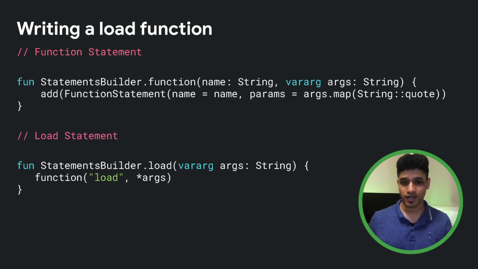Extension functions are a Kotlin language feature that allows us to add functions and properties to existing types. So this way, using the statements builder, we can extend the DSL to cover more cases. So in the body, we simply add a function statement, and the function statement here would take care of writing a typical function syntax in Starlark. Similarly, we can add another extension function for load. However, this time in the body, since we know the function name, we can simply delegate to the function method that we just wrote above.